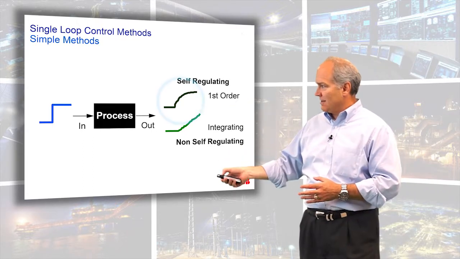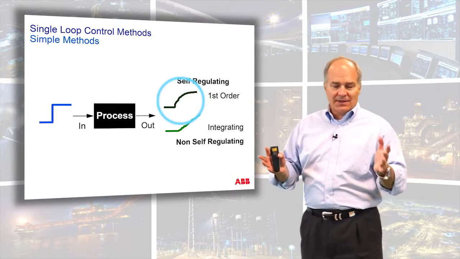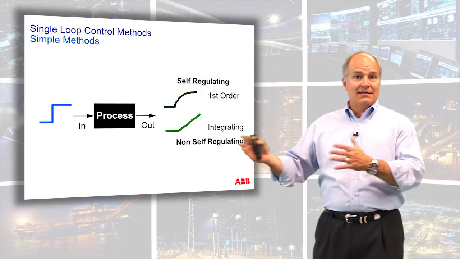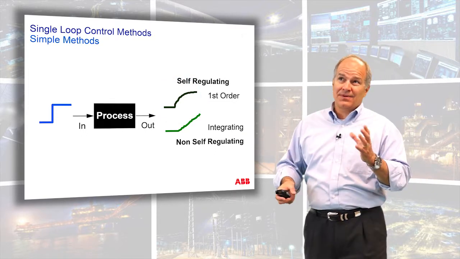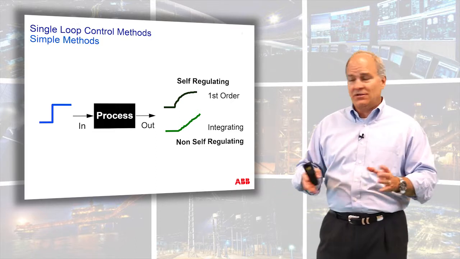Self-regulating processes are processes that, when you do a step input, stop themselves. And we've talked about those. There's first order, second order, overdamped, underdamped, critically damped, and dead time dominant processes. But that's not everything. That's a high percentage. I mean, 80 or 90% of all the loops that you will go and try to tune are in that top category.